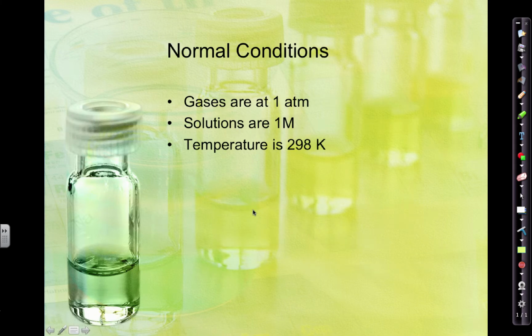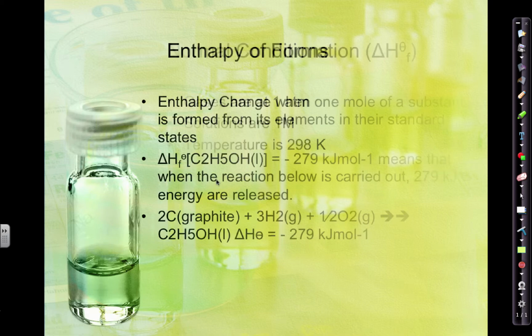So the normal conditions that you have would be the gases are going to be at 1 atmosphere. Solutions will be 1 mole per liter, and the temperature is normally 298 Kelvin. If any of these conditions change, you're actually going to change the enthalpy of formation, because people went and measured the enthalpy of formation for lots and lots of different compounds, but in order to do that they had to set certain conditions, and these are some of the conditions.